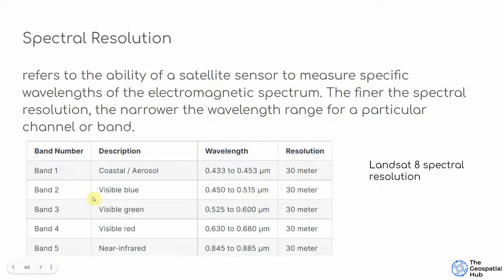For band 2, which is the blue band, this is the spectral resolution, from about 0.45 to about 0.51 micrometer. So that is spectral resolution. It just refers to the ability of the sensor to measure specific wavelengths of the electromagnetic spectrum.